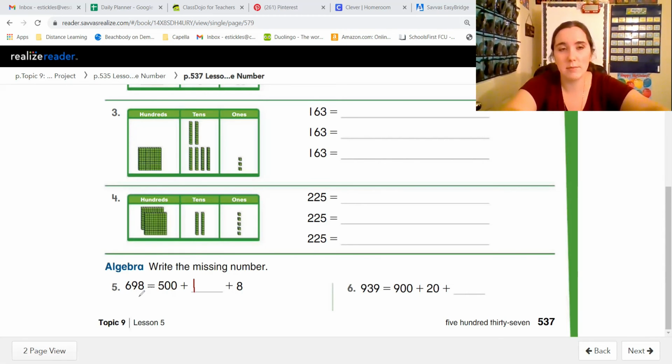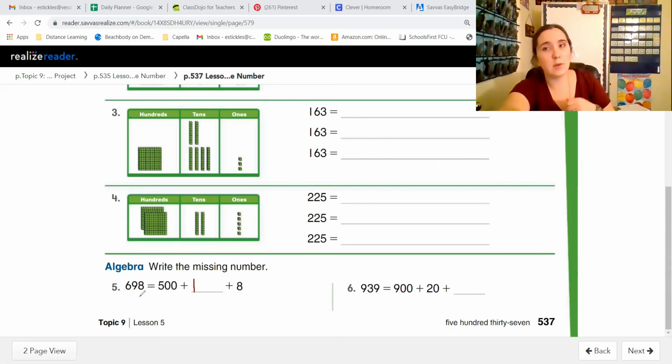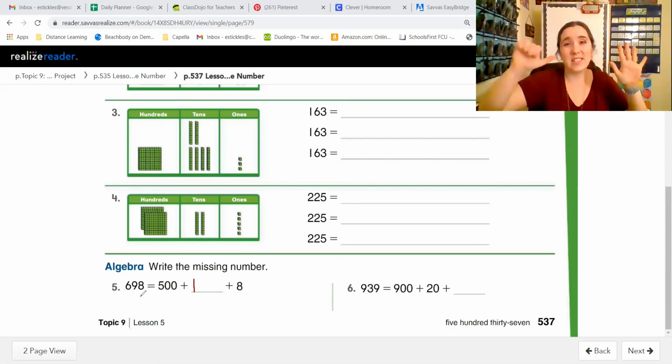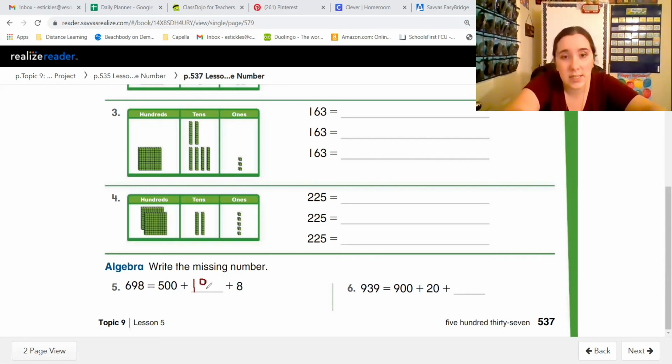How many tens would that be? Well, if I count by tens, I'd go 618, 628, 638, 648, 658, 668, 678, 688, 698. I would need 9 tens. So I'm going to say 500 plus 190, because that's 9 tens, plus 8. That would equal 698. I want you to try number 6, see if you can figure out how much is missing and find that number, and then we'll check it.